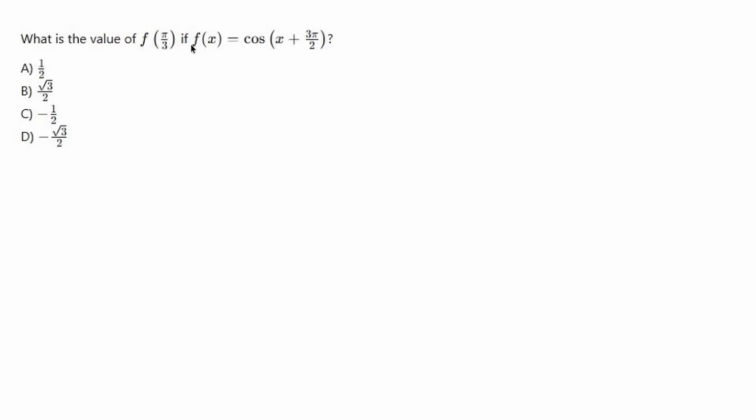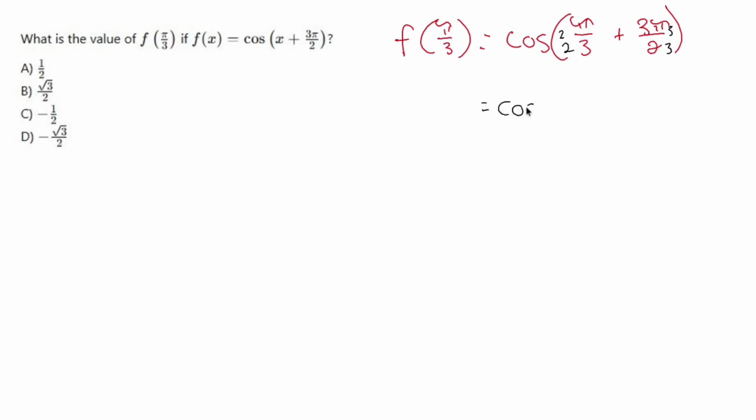What is the value of f of pi over 3 if f of x equals cos of x plus 3 pi over 2? All right, so let's just plug this stuff in. F of pi over 3 is the same as cosine of pi over 3 plus 3 pi over 2. All right, well, these don't combine, so let's multiply one by 2 over 2. Let's multiply the other by 3 over 3. So that's going to be cosine of 2 pi over 6 plus 9 pi over 6, which is cosine of 11 pi over 6.